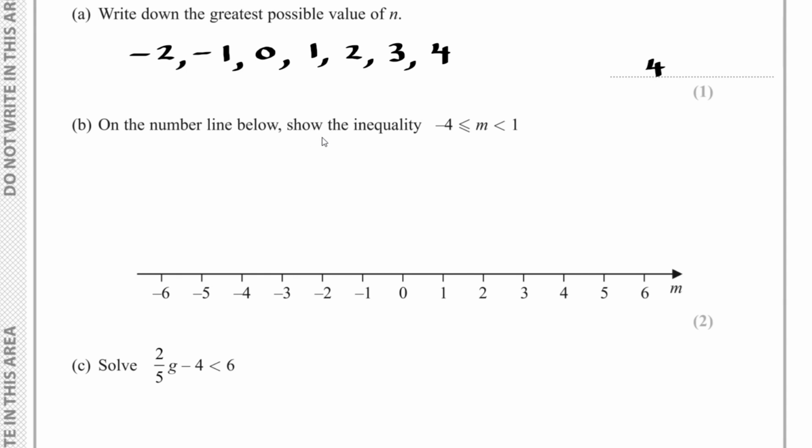Part B, on the number line, we have to show the inequality -4 being less than or equal to m, which is less than 1. We see that over here, we've got a filled circle representing the weak inequality and an empty circle representing the strong inequality. The values are shown between -4 and 1.